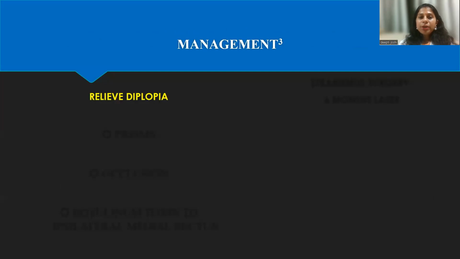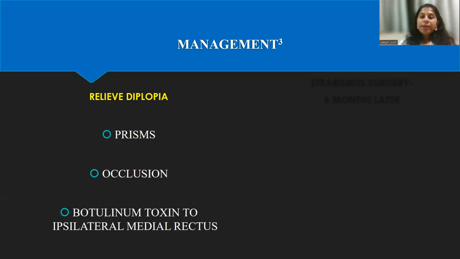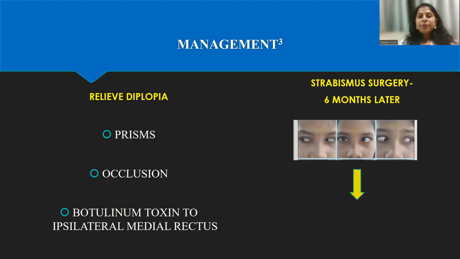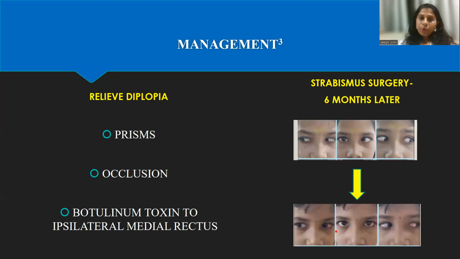Management, the most important clinical feature is diplopia. So to relieve diplopia, you either can use prisms, can be Fresnel prisms or the prisms incorporated into the glasses depending on the amount of deviation. Occlusions or the newer modality is botulinum toxin injection into ipsilateral medial rectus muscle. Despite all these maneuvers, if still the esotropia or diplopia persists by 5th to 6th month after the onset of esotropia, then a surgical management either in the form of bilateral medial rectus resection or a medial rectus resection and lateral rectus resection can be tried.